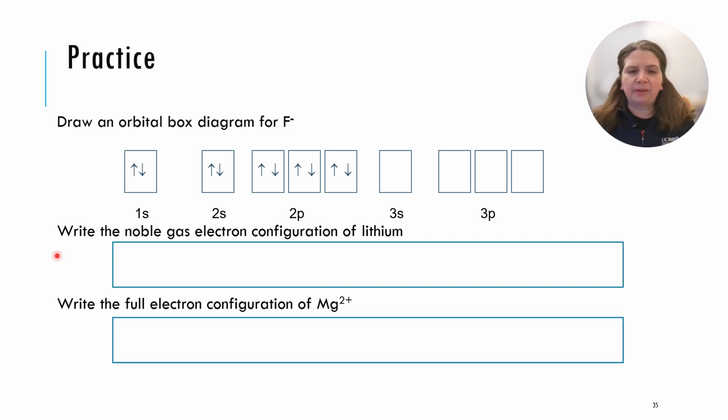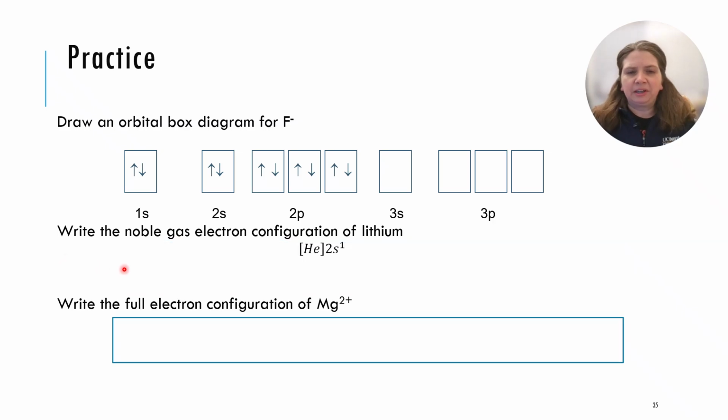Now, write the noble gas electron configuration of lithium. Let's start with helium, and then write what helium does not have, 2s1. We do have to write the 1 for this electron configuration.